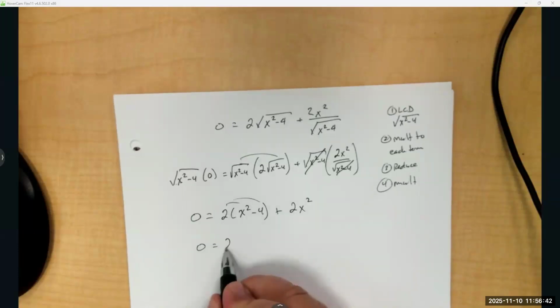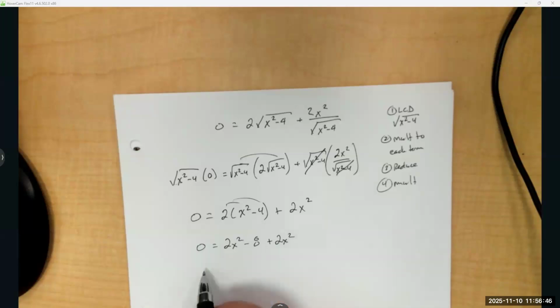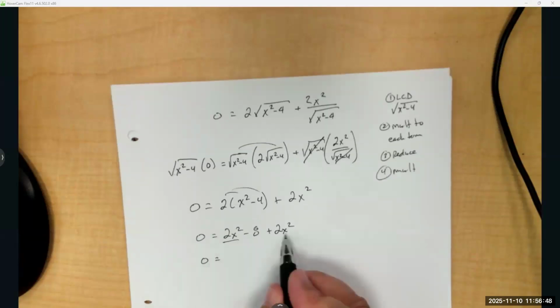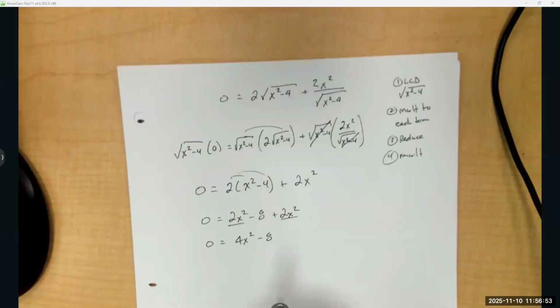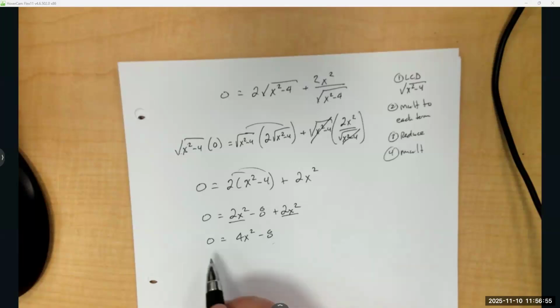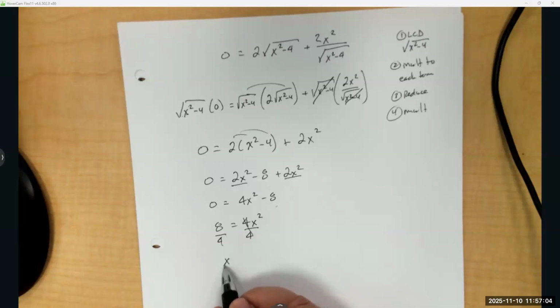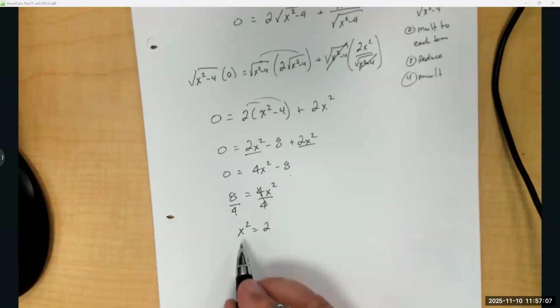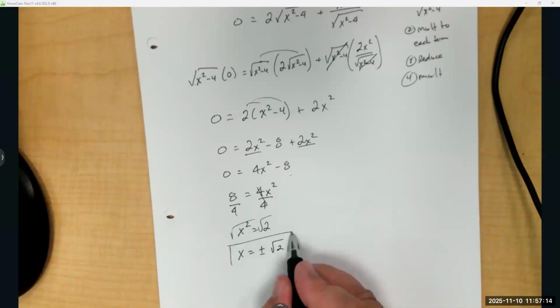Just get rid of parentheses, so it's 2x squared minus 8 plus 2x squared. Combine like terms. Move the 8 to the other side. Divide by 4. So x squared equals 2. X equals plus or minus square root of 2.